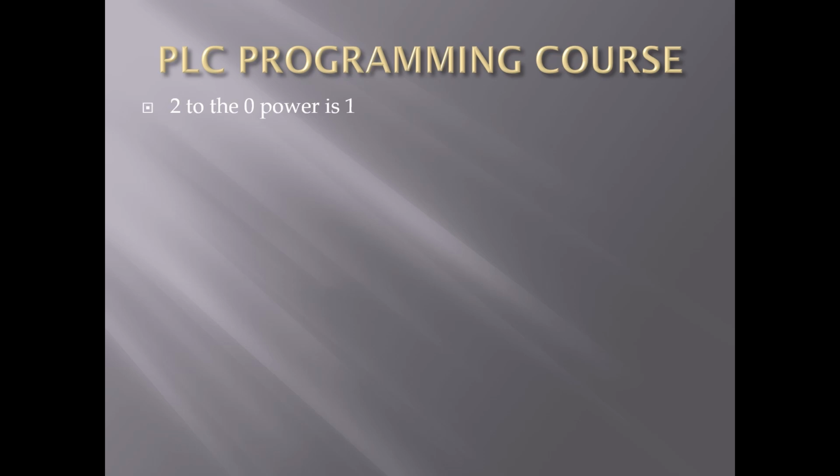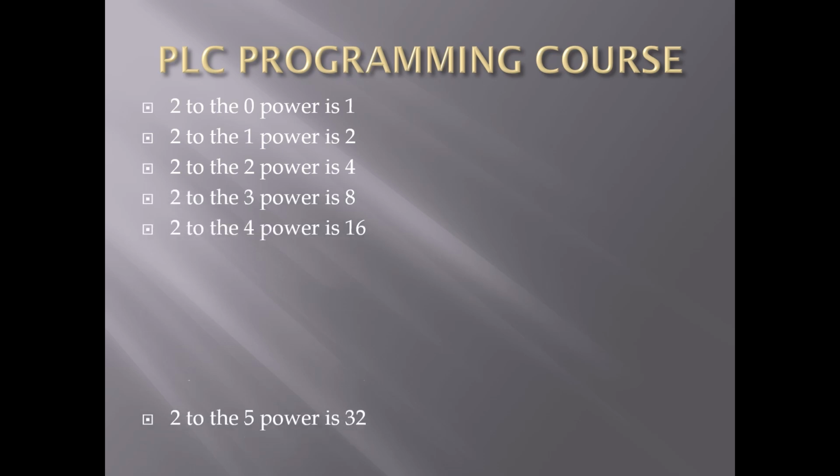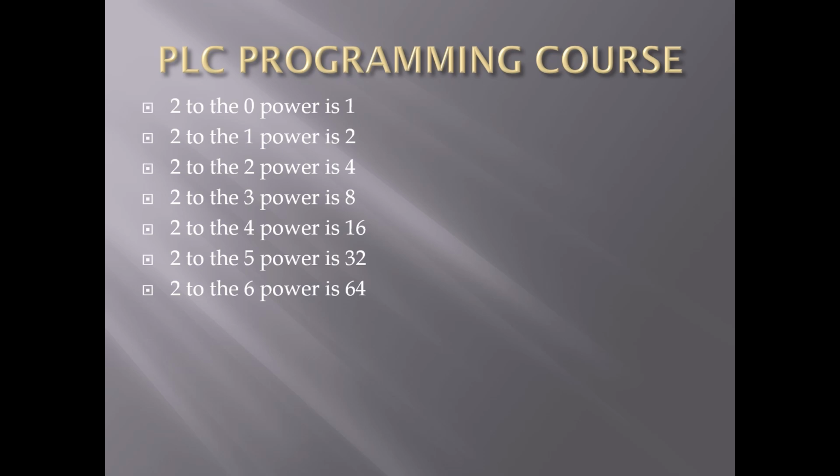2 to the 0 power is 1. 2 to the first power is 2. 2 to the second power, 4. Third power is 8. Fourth power, 16. Fifth power, 32. Sixth power, 64. And the seventh power, 128. The eighth power is 256, and so on.